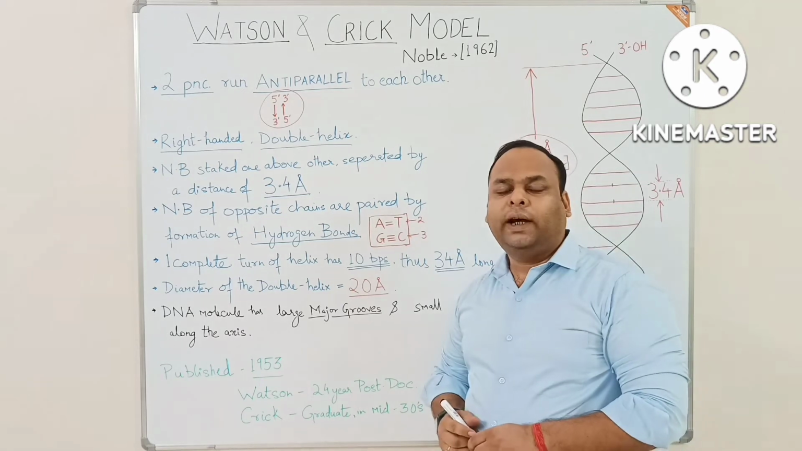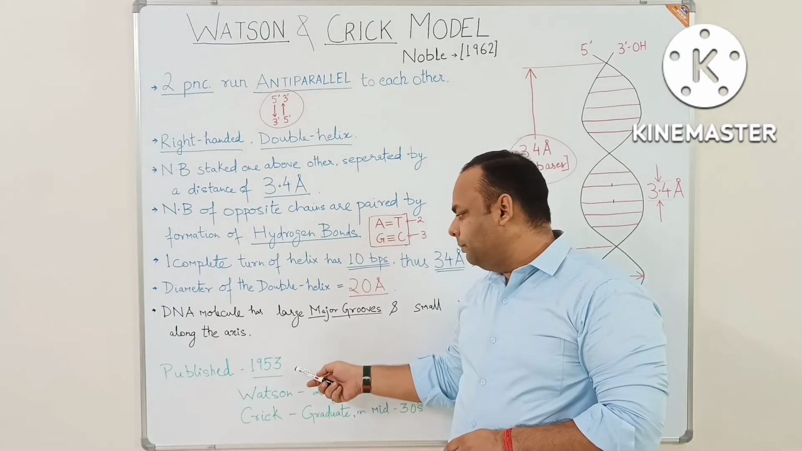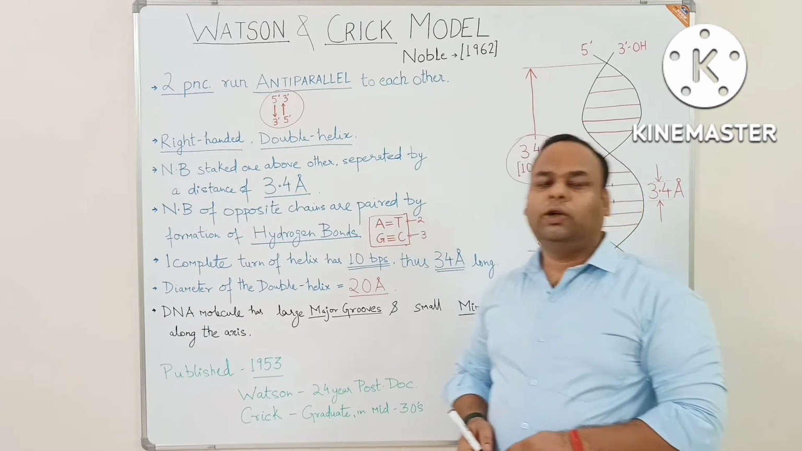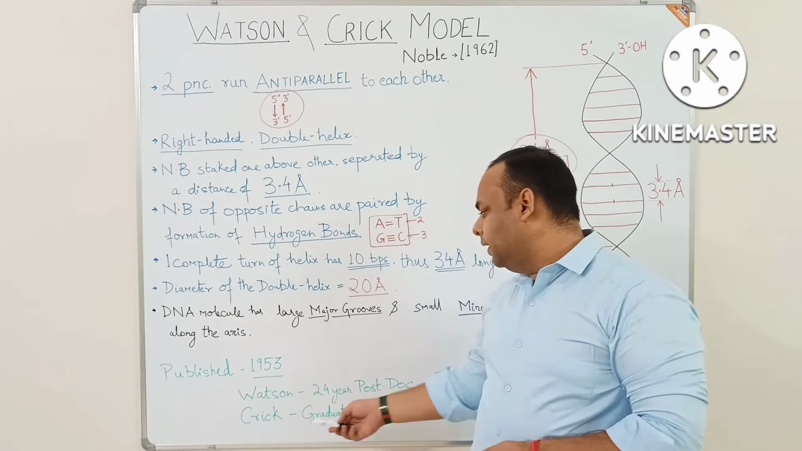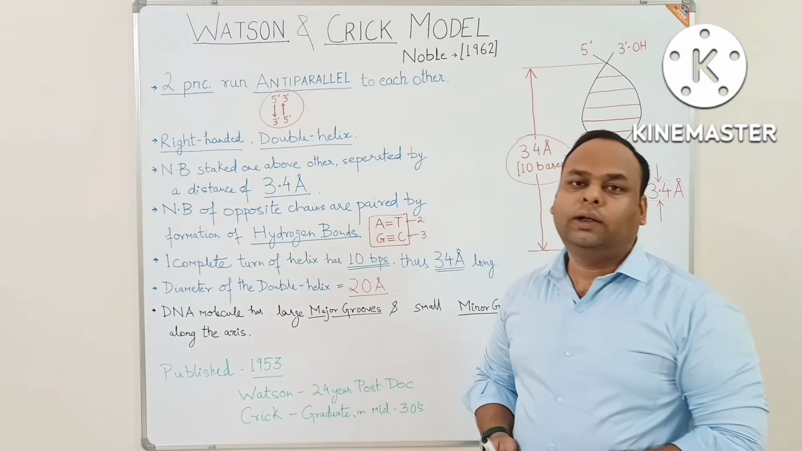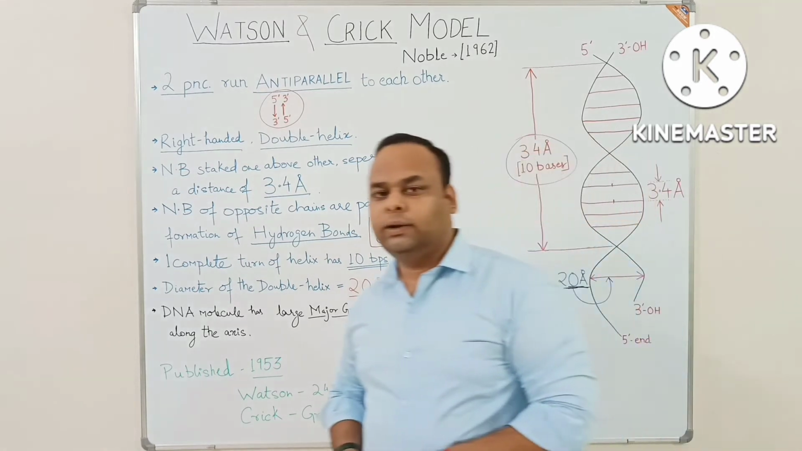One interesting fact: when this paper was published in 1953, Watson was a postdoctoral fellow, while Crick, one of the greatest scientists, was just a graduate student in his mid-30s.